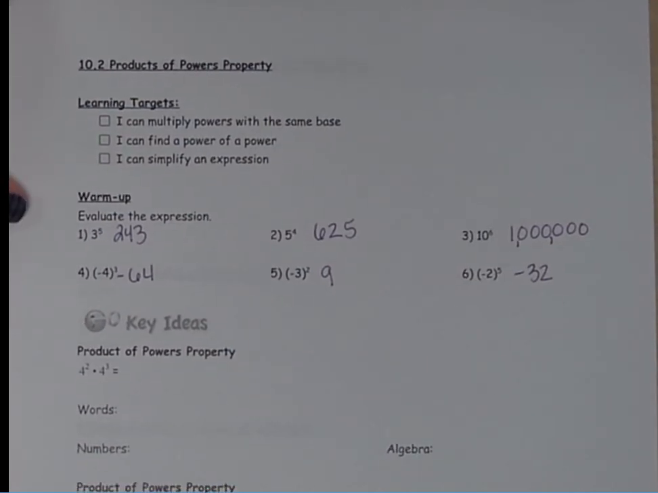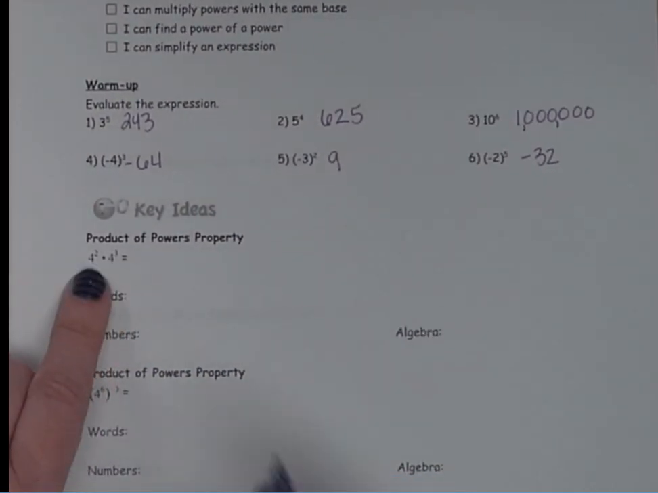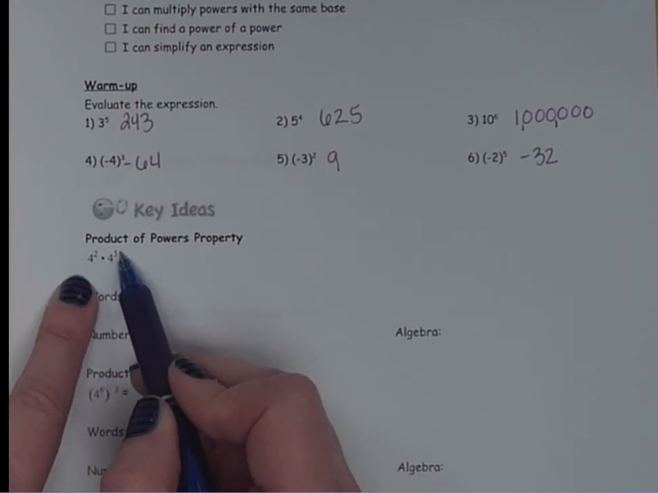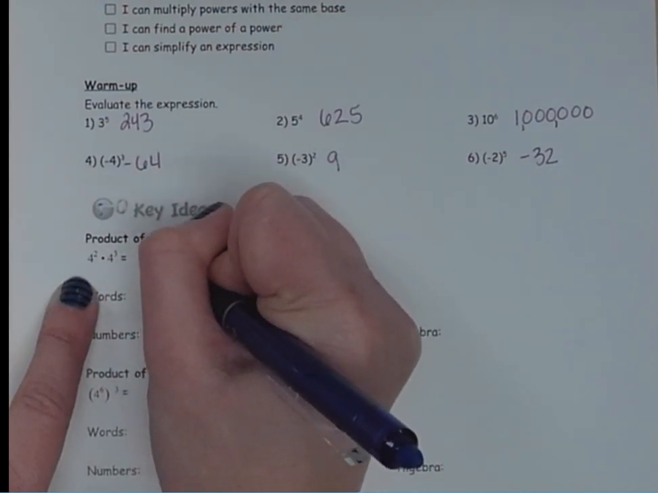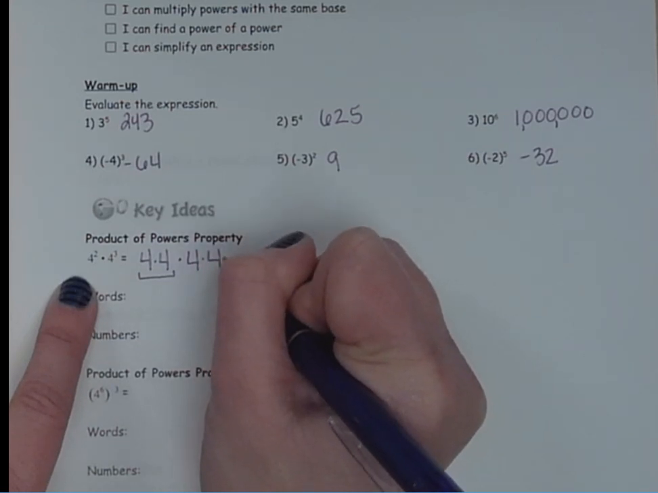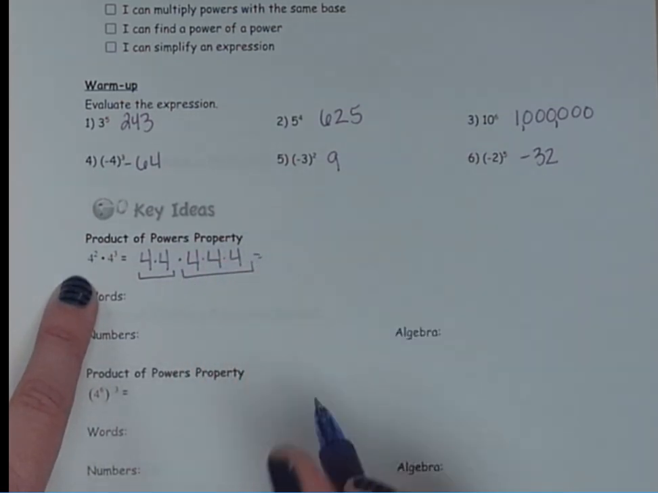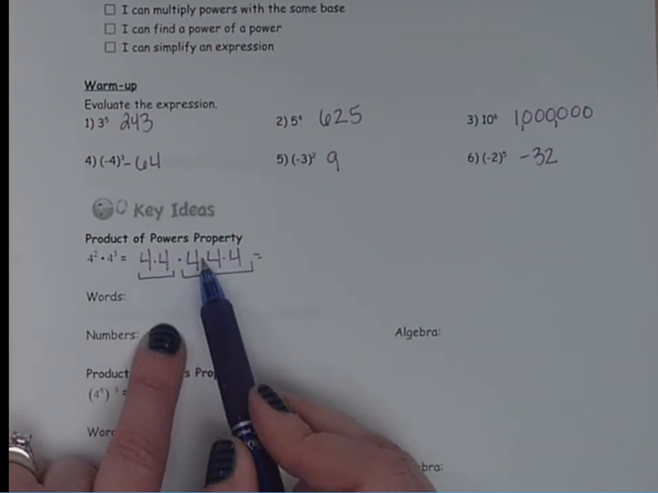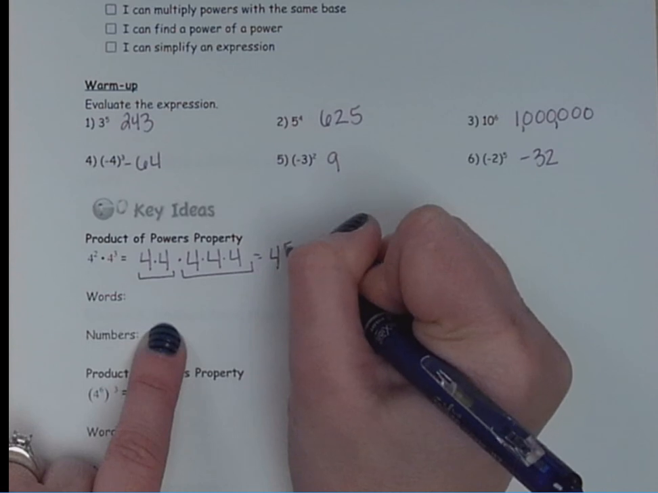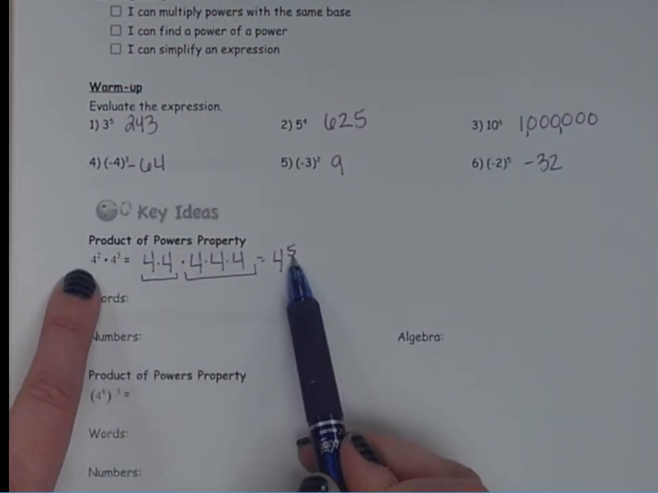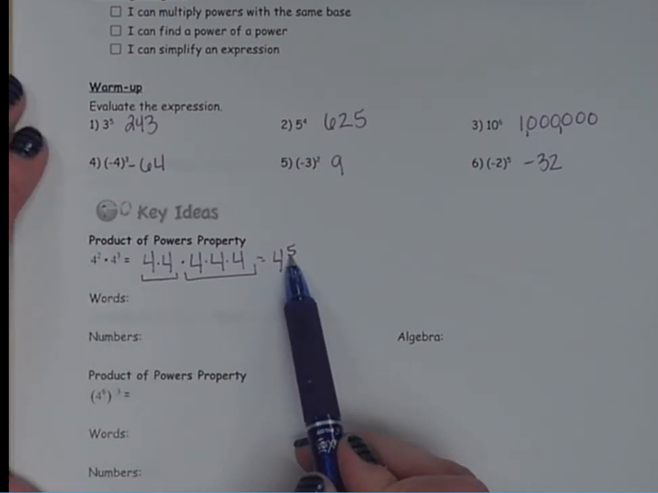So let's take a look at the product of powers property. I've got 4 squared times 4 cubed. Well, let's go ahead and write that out. There is my 4 squared times 4 cubed. If I were to rewrite this, I would have 1, 2, 3, 4, 5, 4 to the 5th power. So looking at 2 and 3, how do you get 5? Well, 2 plus 3 is 5.